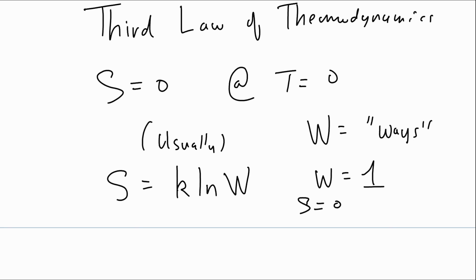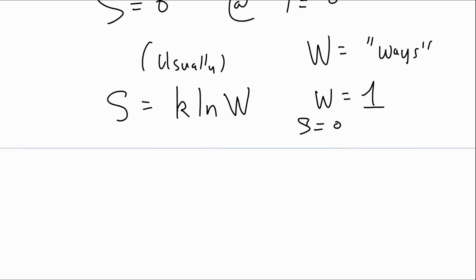So let's be a little bit more scientific about it. If I have a system with a bunch of quantum states in it, and there's so little thermal energy that I am stuck in the ground state, then there's only one state available. But I wrote usually because you can have degenerate ground states in some systems.